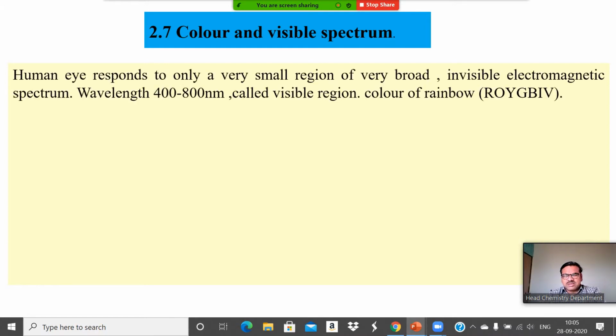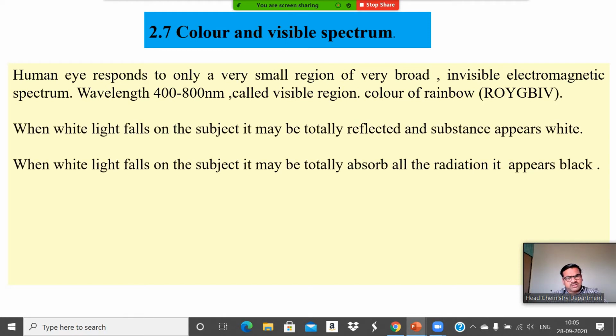Now in this case, what we have to remember is that the human eye responds to only a very small region of the very broad invisible electromagnetic spectrum, wavelength 400 to 800 nanometer, called the visible region. Colors of the rainbow, you know, ROYGBIV: red, orange, yellow, green, blue, indigo, then violet.